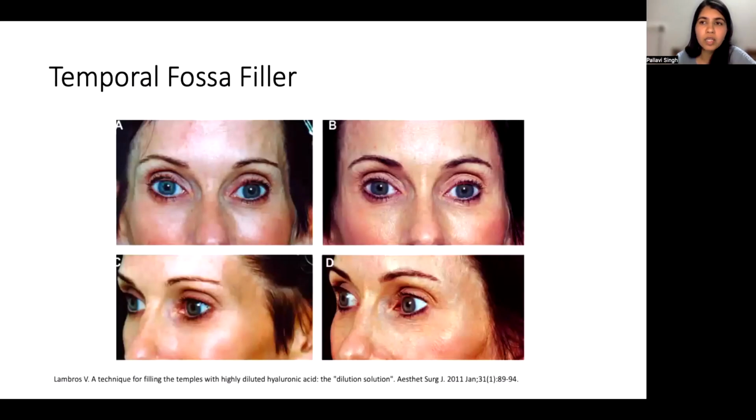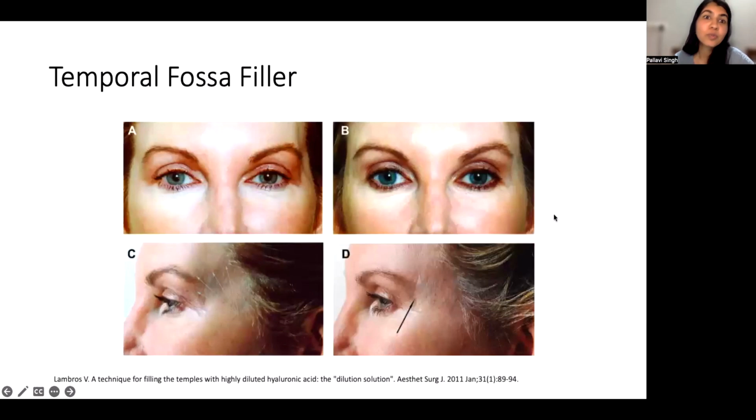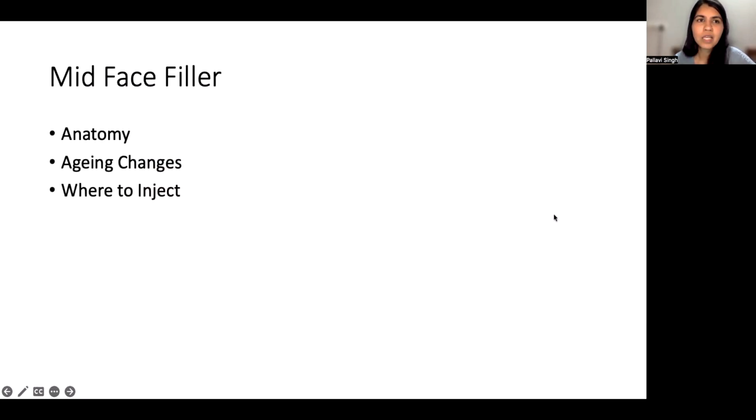And you can see the before and after pictures over here from this paper by Val Lambros. You can see how she's got this really big deformity on the left side, makes her look hollowed out, makes her look old. And on the right, after the filling, she looks much more natural. And one of the good things about filling the temporal fossa is that it looks better, but nobody can really tell what has been done, which is essentially the basis of all aesthetic medicine, that you should look like yourself, but people shouldn't be able to tell what has been done.